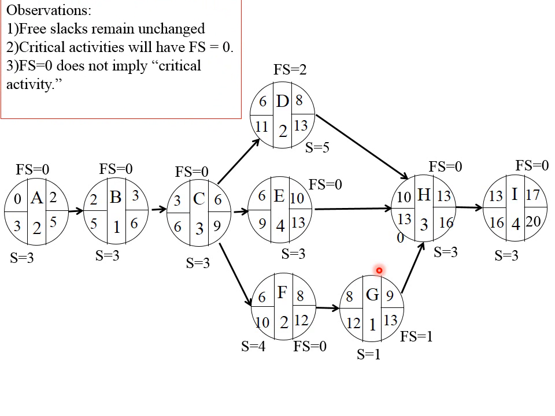So, observation. Free slacks remain unchanged because the top numbers did not change. Critical activities have free slack of 0, just like the previous example. Okay, but as I pointed out earlier, free slack of 0 does not mean that the activity is critical. Case in point, F has a free slack of 0, but that's not on the critical path. Okay, we'll do one more example.